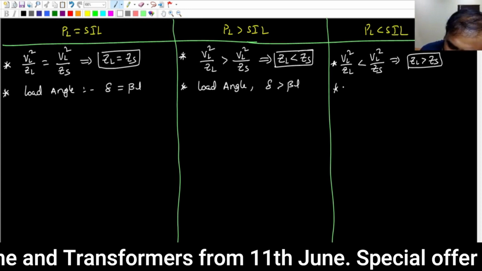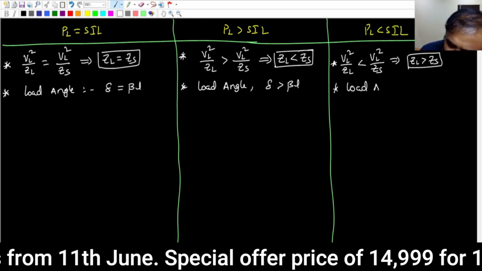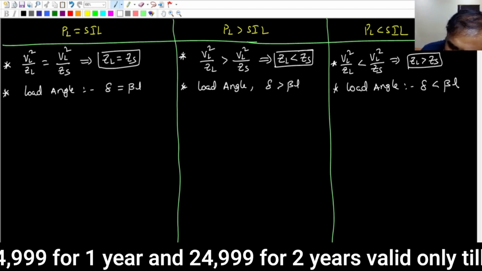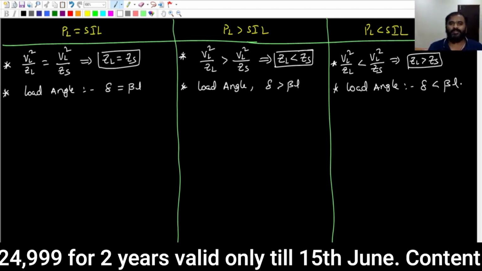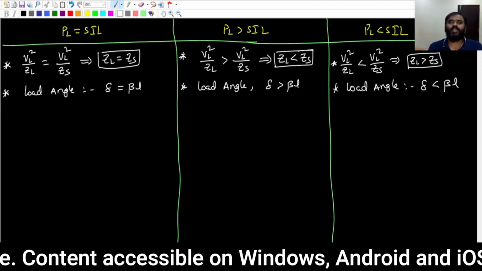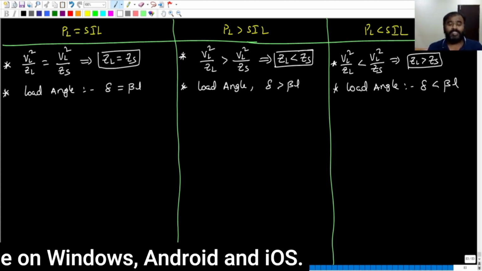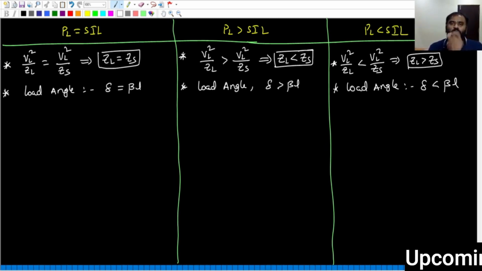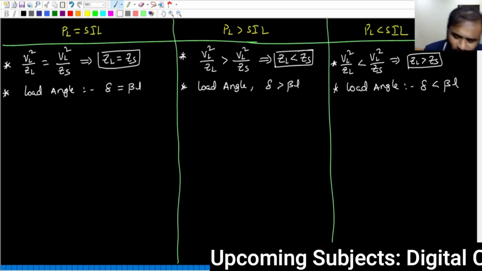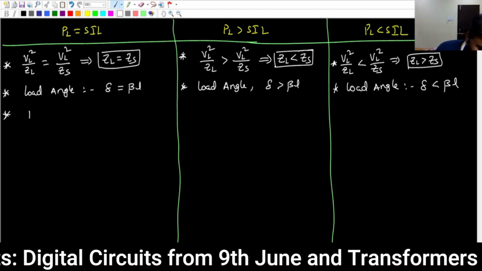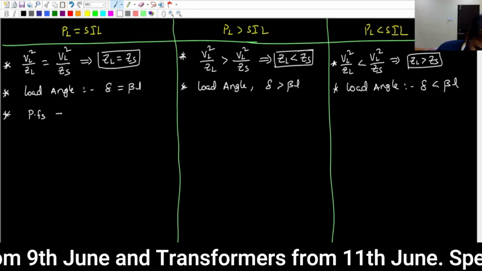Similarly, what about the load angle here? Less. Means what is the load angle? Here the load angle is less than beta L, where beta is the phase constant. Remember from the last slide, what is beta? Omega into root over LC. Sorry, I'm sorry, omega into root over LC is beta. Okay.